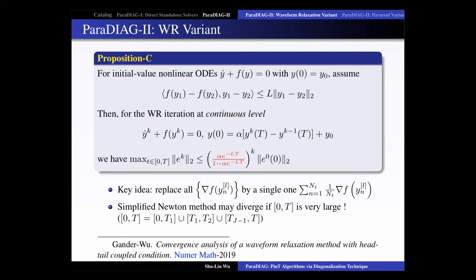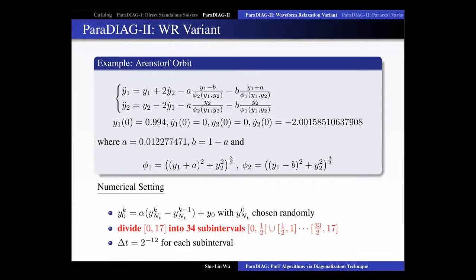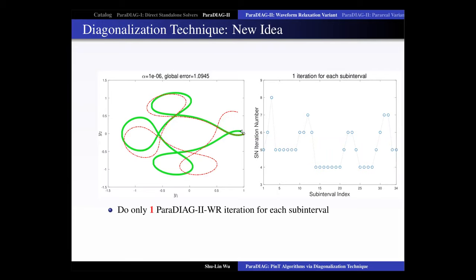So here is an example. We consider the Arenstorf orbit. This model describes some flying aircraft under the gravity of two planets, such as Earth and the Moon. We consider a time interval from 0 to 17, and we split the time interval into 34 sub-intervals with step size 1 over 2. So here, we only do one ParaDiag, one waveform relaxation iteration for each sub-interval.